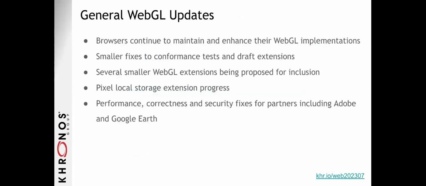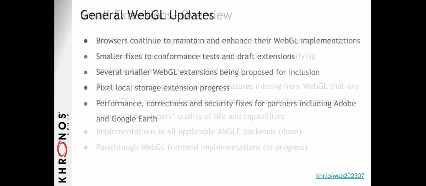So let's dive right in with the WebGL stuff. Most recently, since the past meetup, the browsers are continuing to maintain and enhance their WebGL implementations. There have been some smaller fixes to conformance tests and draft extensions. Several smaller WebGL extensions are being proposed for inclusion that we'll cover in a second. There's progress in the pixel local storage extension. And I would say that a lot of focus has been on performance, correctness and security fixes for various partners, including Adobe and Google Earth.